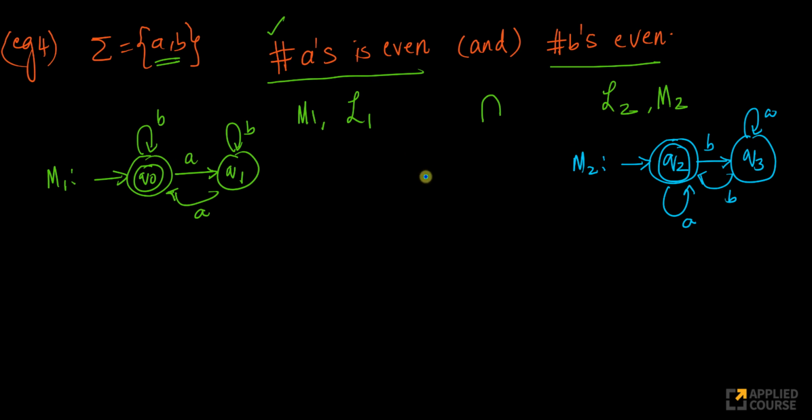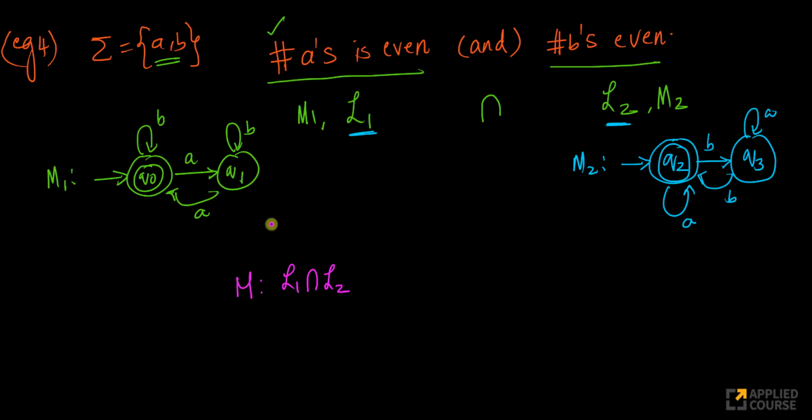Now I want to construct a language which is the intersection of L1, L2. How do I construct that? Let's call that model M. Now the big question here is, how do we construct that M, which accepts L1 intersection L2? Okay, let's go with it.